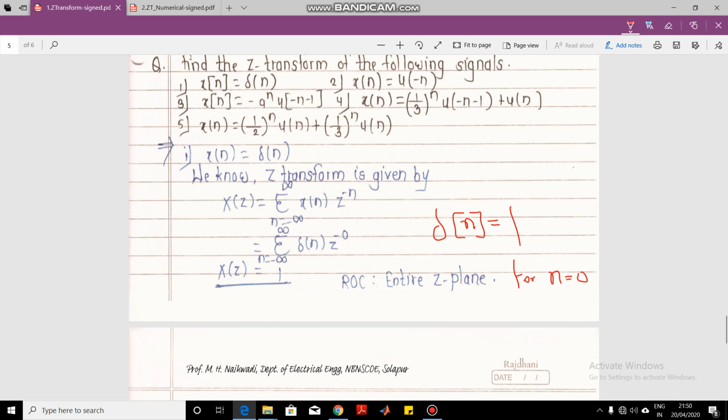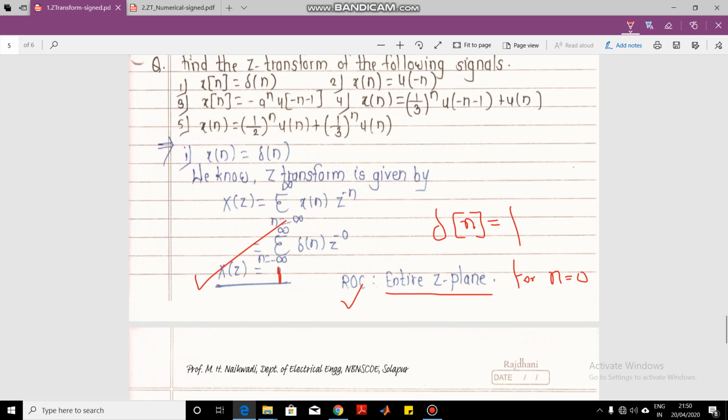So if you put n equal to 0, you will get the value of x of z equal to 1. That means you already have x of z as a finite value. That means the region of convergence for this x of z is the entire z plane. Wherever you compute the value of x of z in the entire z plane, you will get the finite value 1. 1 is a finite number, it is not an infinite number. That's why when we specify the ROC, we say that the ROC is the entire z plane.